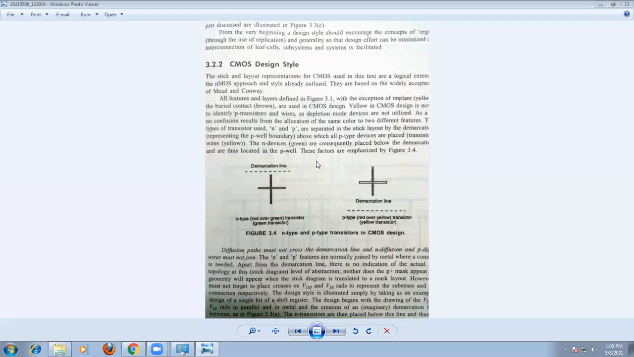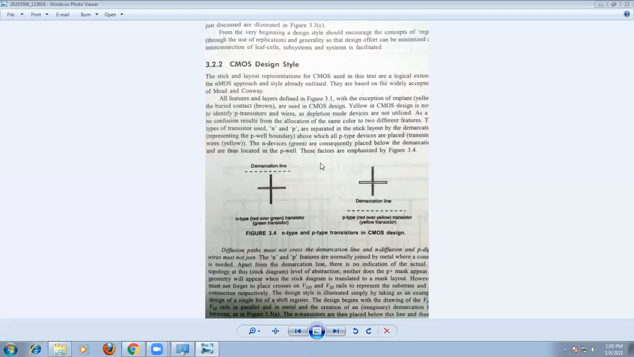But actually, we use yellow color in the NMOS design style for the implant, to identify the depletion mode transistors, right? But we are not using depletion mode transistors in the CMOS design style. For this reason, we are going to assign yellow color to P-type transistors. That is the difference you have to remember.